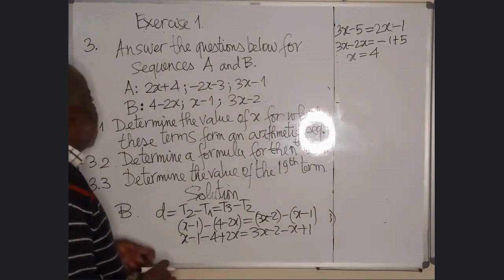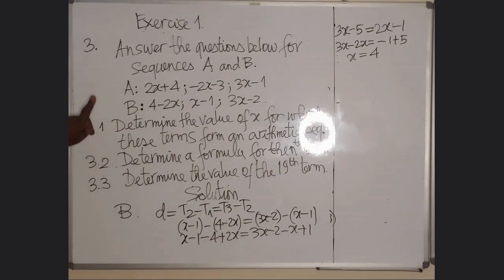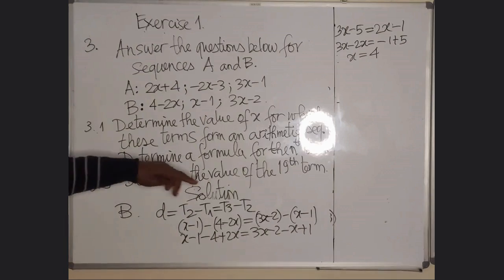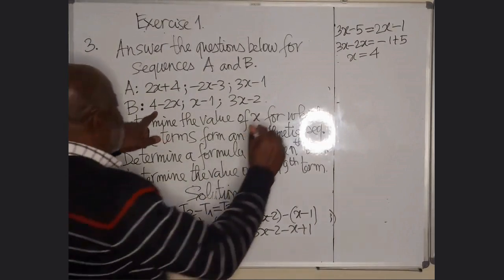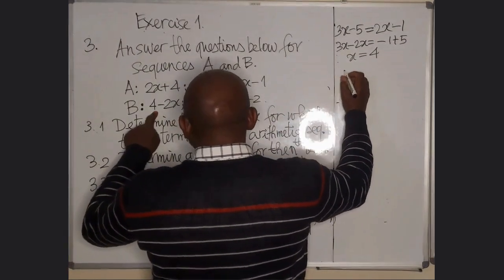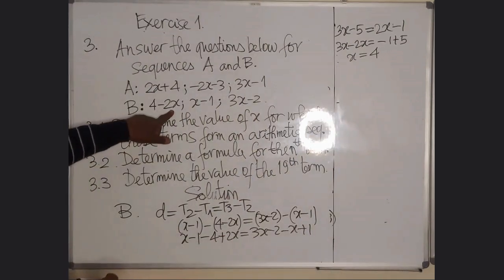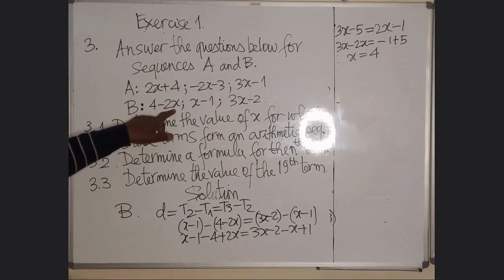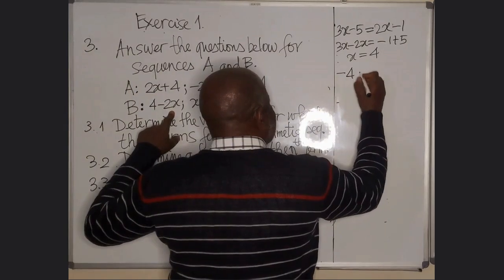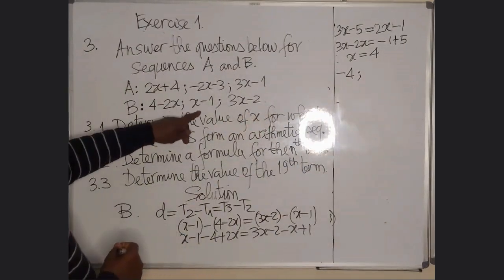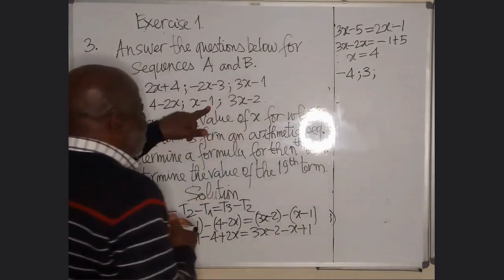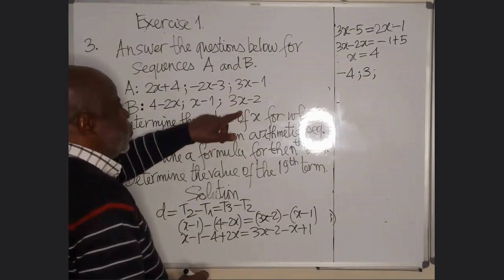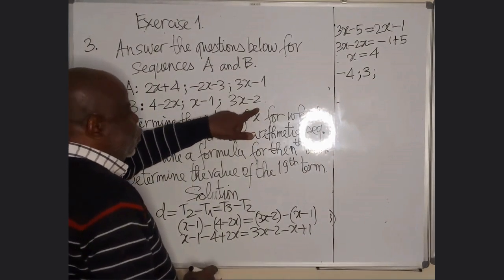So now, to determine a formula for the nth term, we first need to write the first three terms by replacing x by 4. So T1 will be 4 minus 8, because 2 times 4 is 8. 4 minus 8, we're getting minus 4. The second one will be 4 minus 1, we're getting 3. And the other one will be 3x minus 2, which is 12 minus 2.